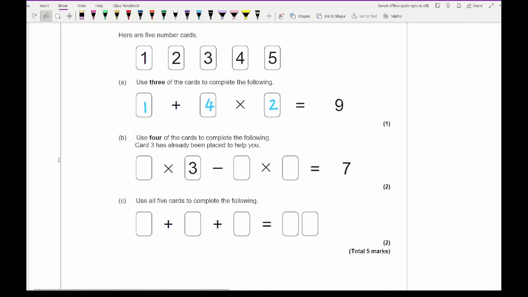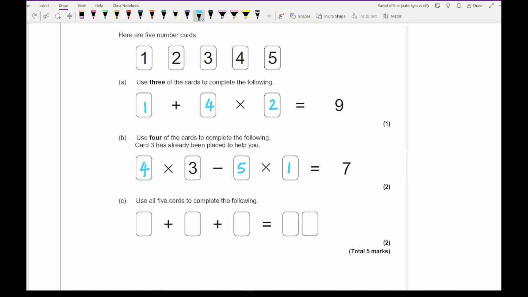Then use 4 of the cards to make the sum complete. So here let's go for 3. We're going to take away. So let's do 3 times 4, which is 12. And 12 take away 5, so let's use 5 and 1, and that gives us 7.